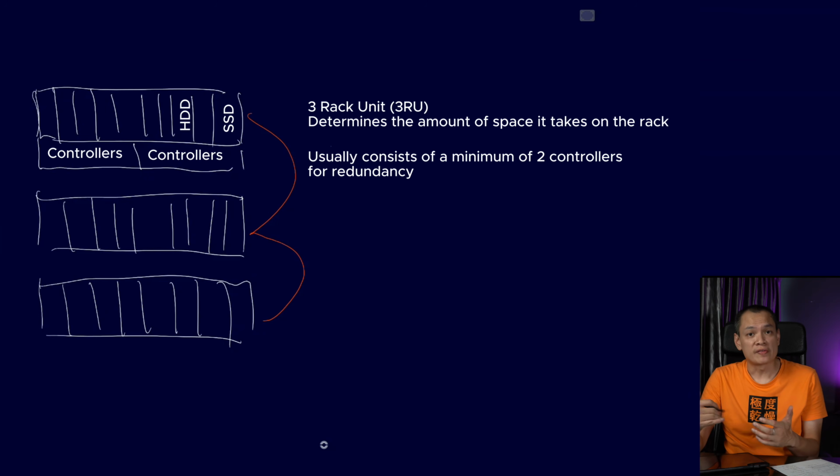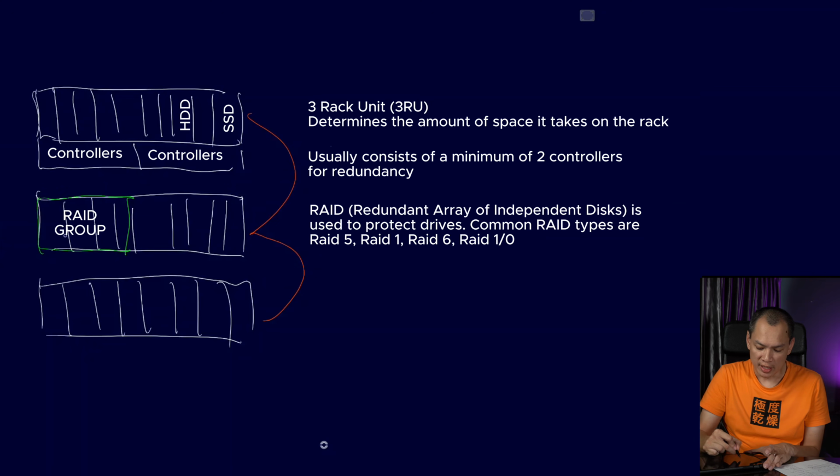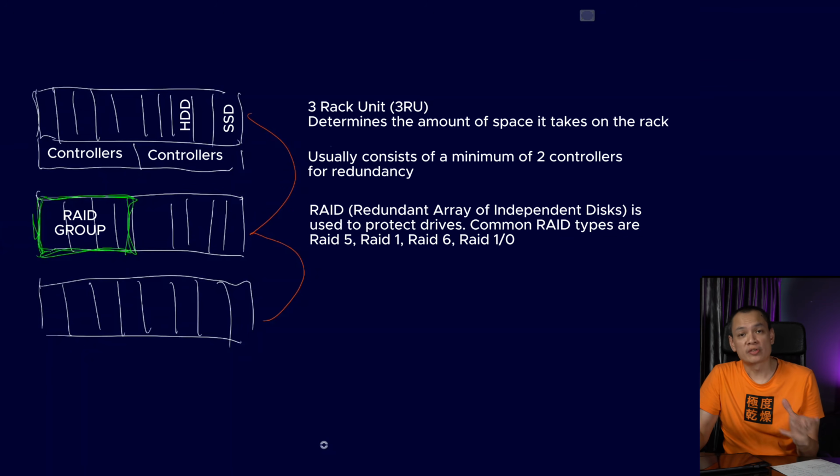Built into the drives are also a lot of redundancy. So one of those mechanisms that we built in is actually RAID redundancy, or redundant array of independent disks. So there's various RAID types.